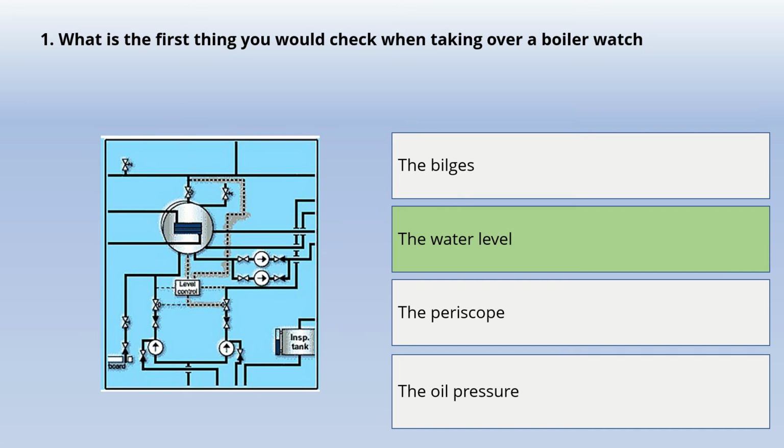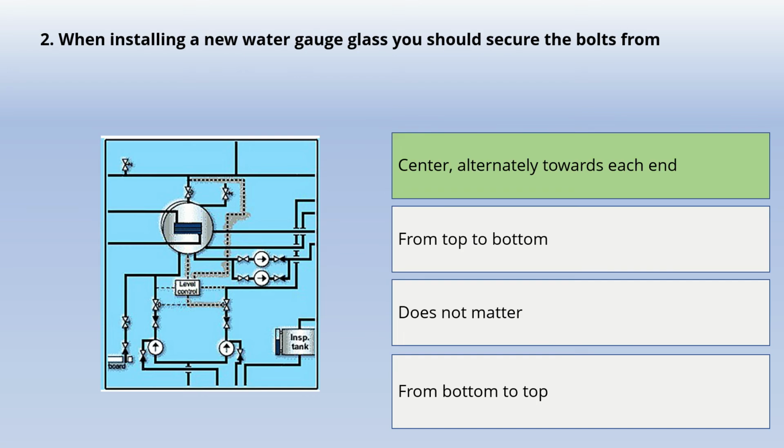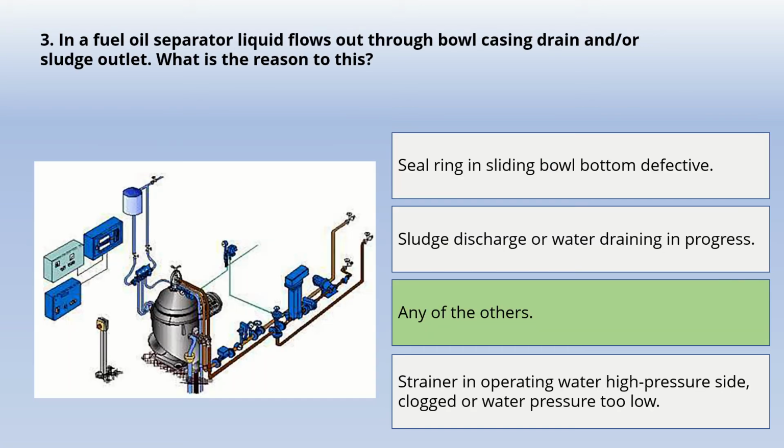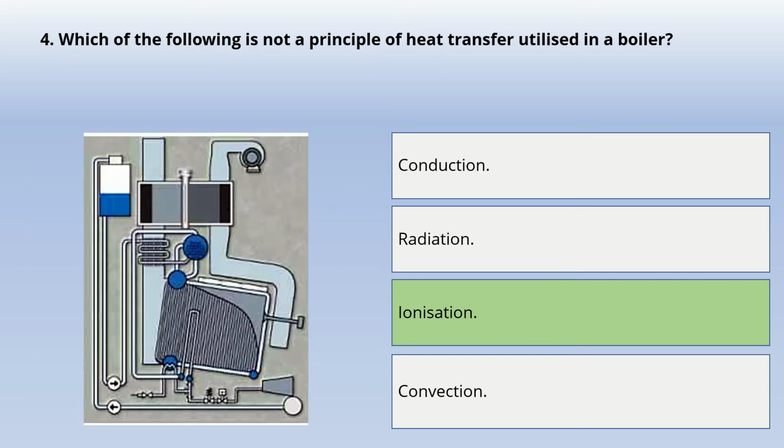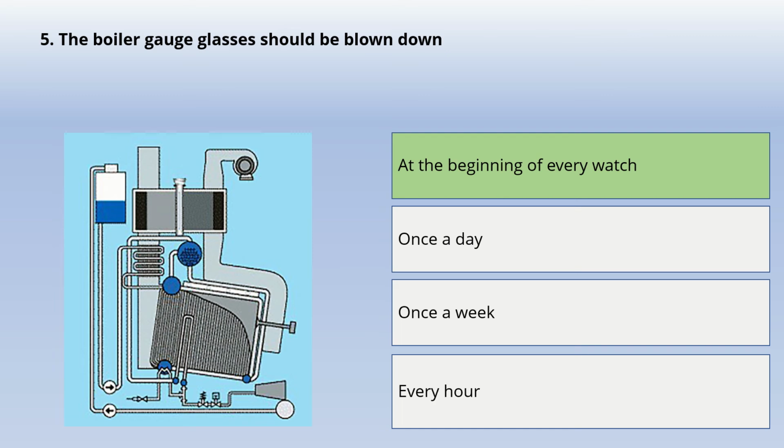What is the first thing you would check when taking over a boiler watch? The water level. When installing a new water gauge glass, you should secure the bolts from center, alternately towards each end. In a fuel oil separator, liquid flows out through bowl, casing, drain or sludge outlet. What is the reason to this? In this all the reasons are correct, so the answer is any of the others. Which of the following is not a principle of heat transfer utilized in a boiler? Ionization. The boiler gauge glass should be blown down at the beginning of every watch.